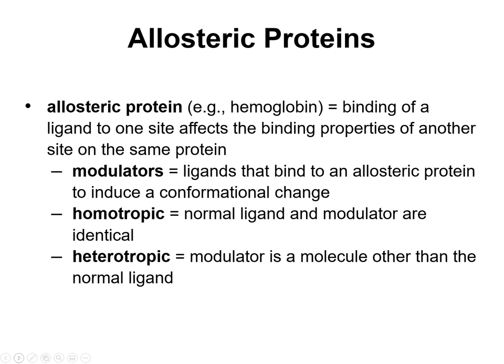Allosteric proteins, like hemoglobin, have a binding site for a ligand that affects the binding properties of another site on the same protein. So we know about the oxygen binding site with the heme, but there's another binding site on hemoglobin where other modulators can bind and control the binding of oxygen. More terms. Modulators: a ligand that binds to an allosteric protein causes some kind of conformational change.